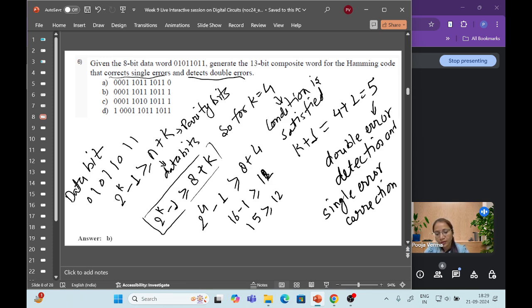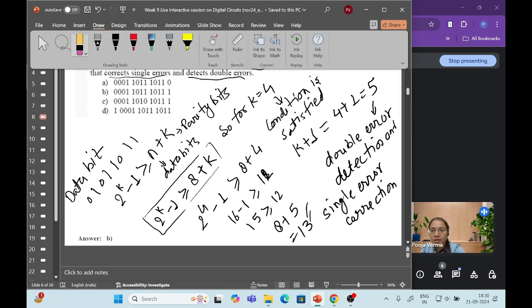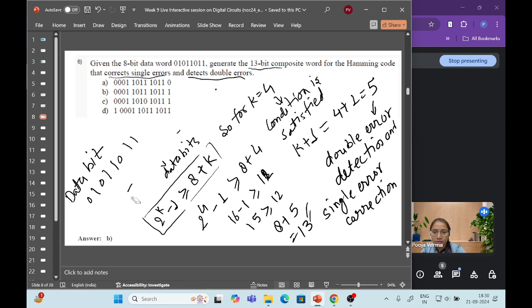Okay, so already we know how many parity bits we need to add in that case. So total 5 parity bits we need to add. So 8 are the data bits and 5 are the parity bits, so we will get a 13-bit composite word. Okay, here it is satisfied, we need to make a 13-bit composite word. So I need to remove this in order to solve the further questions. Okay, so already we have seen how we get the number of parity bits that we need to add.